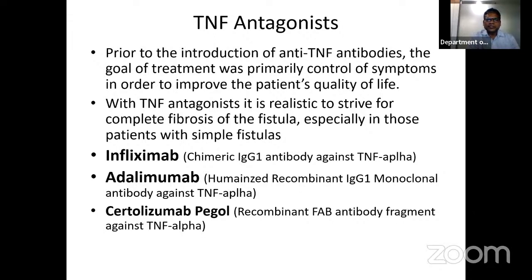The various agents which are recommended and used for therapies: the commonest is infliximab, which is a mouse-based or chimeric IgG1 antibody against TNF alpha. Next is adalimumab. It is a fully humanized recombinant IgG1 monoclonal antibody against TNF alpha. And the third one is certolizumab pegol, which is a recombinant Fab antibody fragment against TNF alpha.